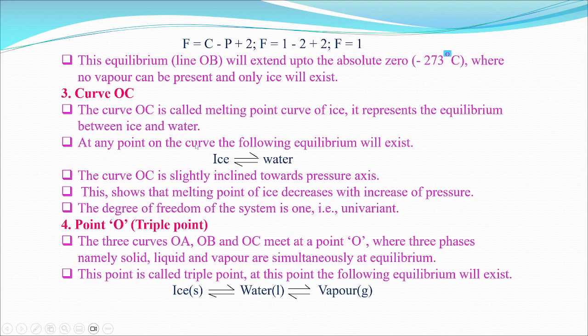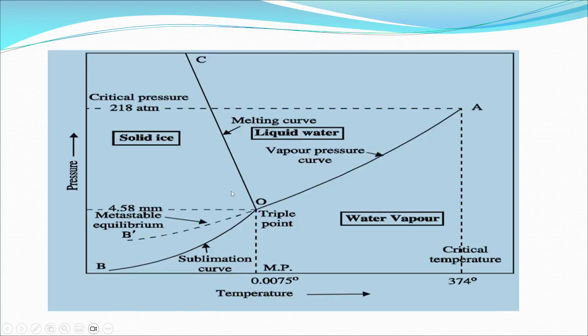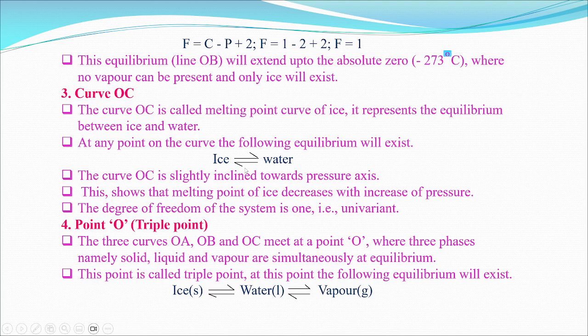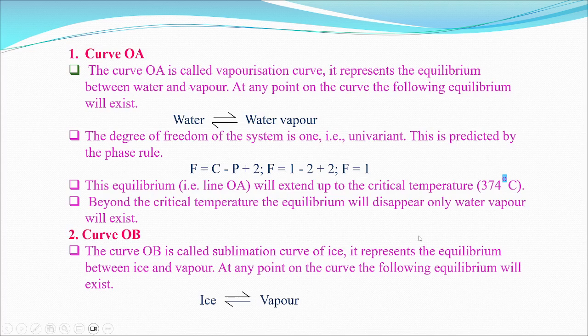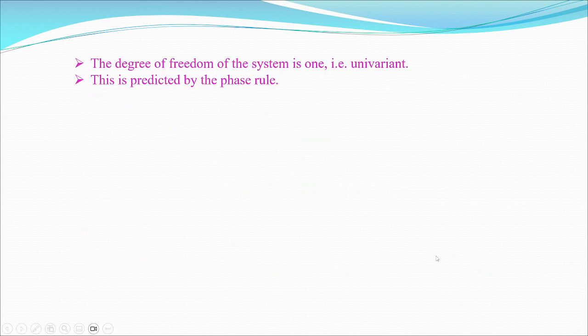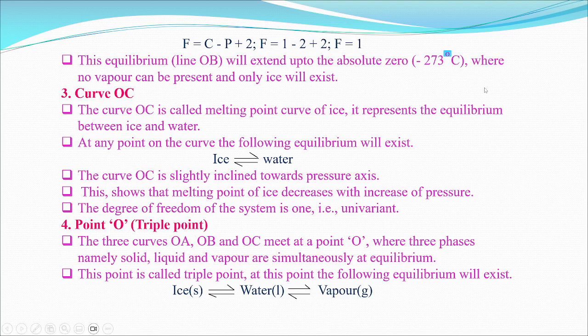The next curve is the OC curve. In this curve, ice and water are in equilibrium with each other. Here, the OC curve slightly inclines towards the pressure axis. So it indicates the melting point of ice decreases with increasing pressure. In this curve also the degree of freedom is 1.